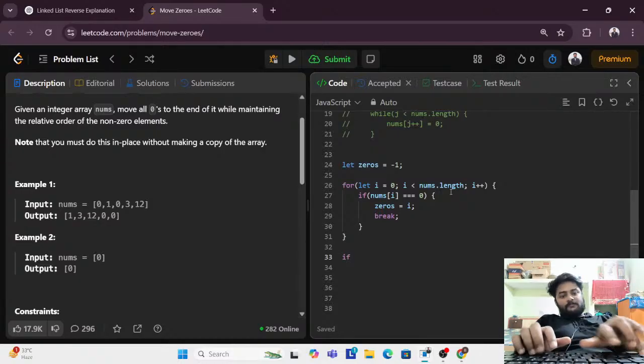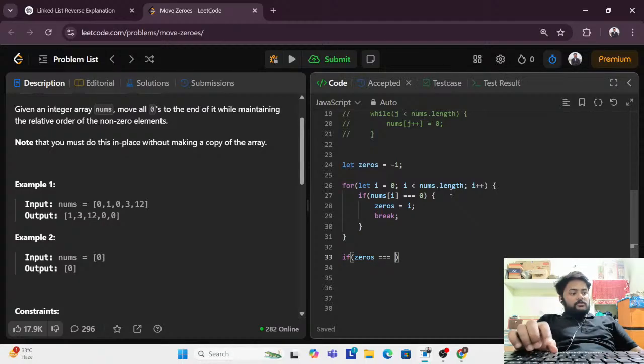And also we'll check after the loop that if we didn't find any zero, if zeros is just as it was, which means we didn't find any zero, right? So we can just return the nums.